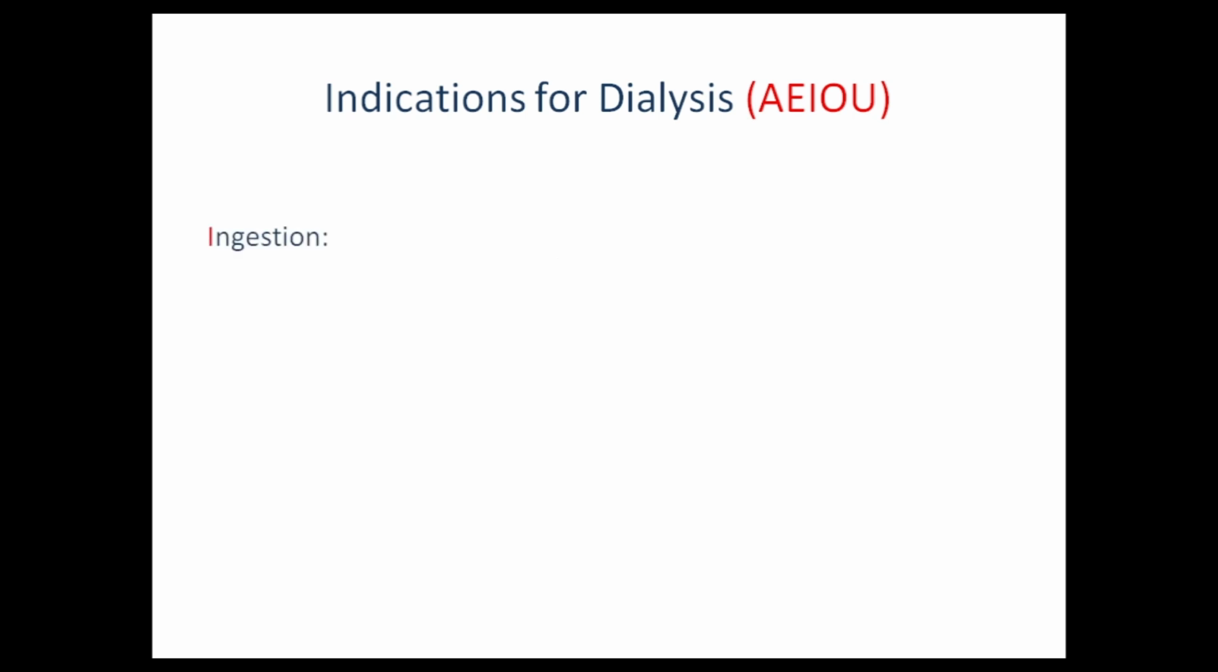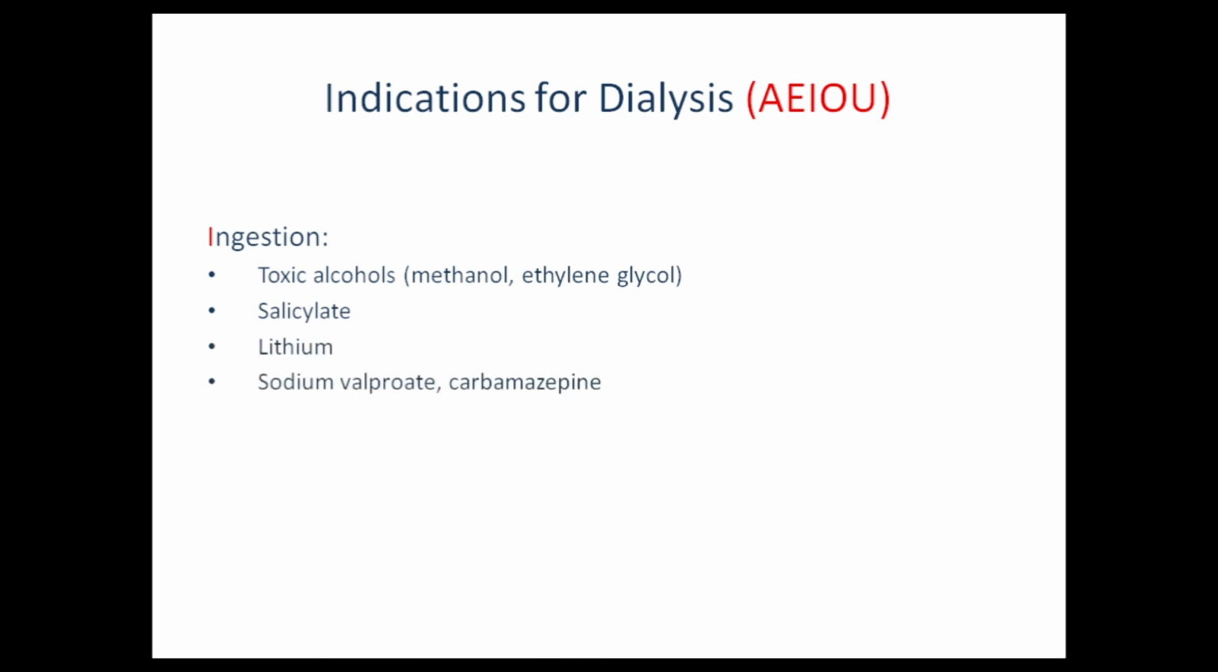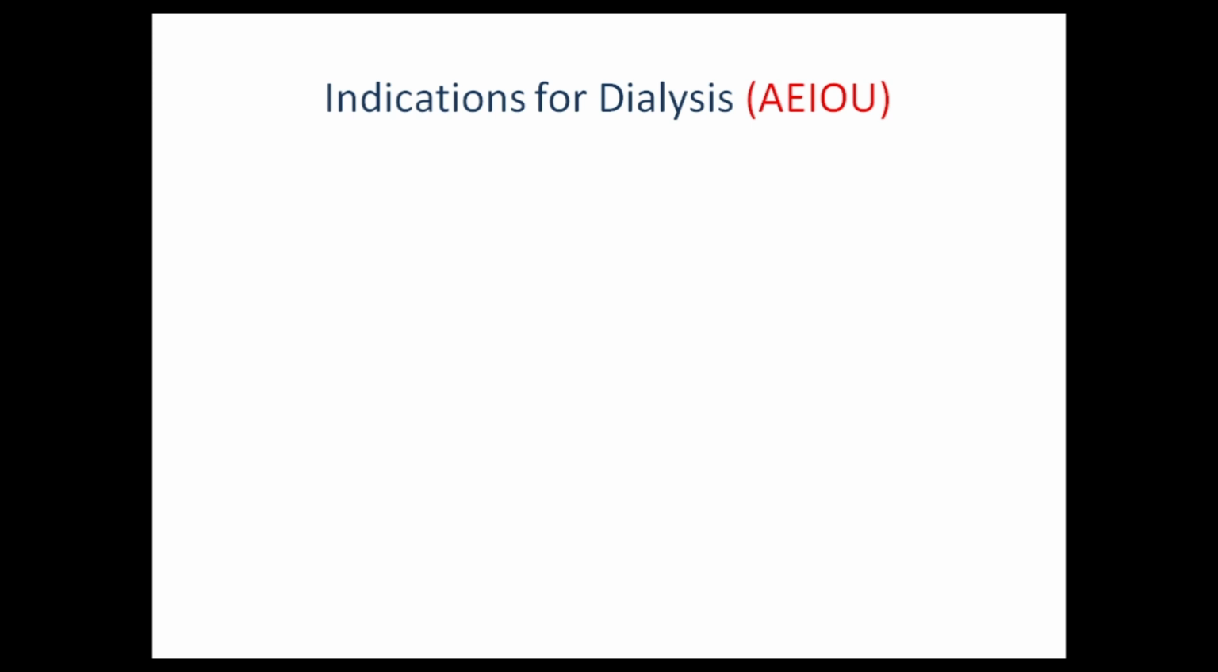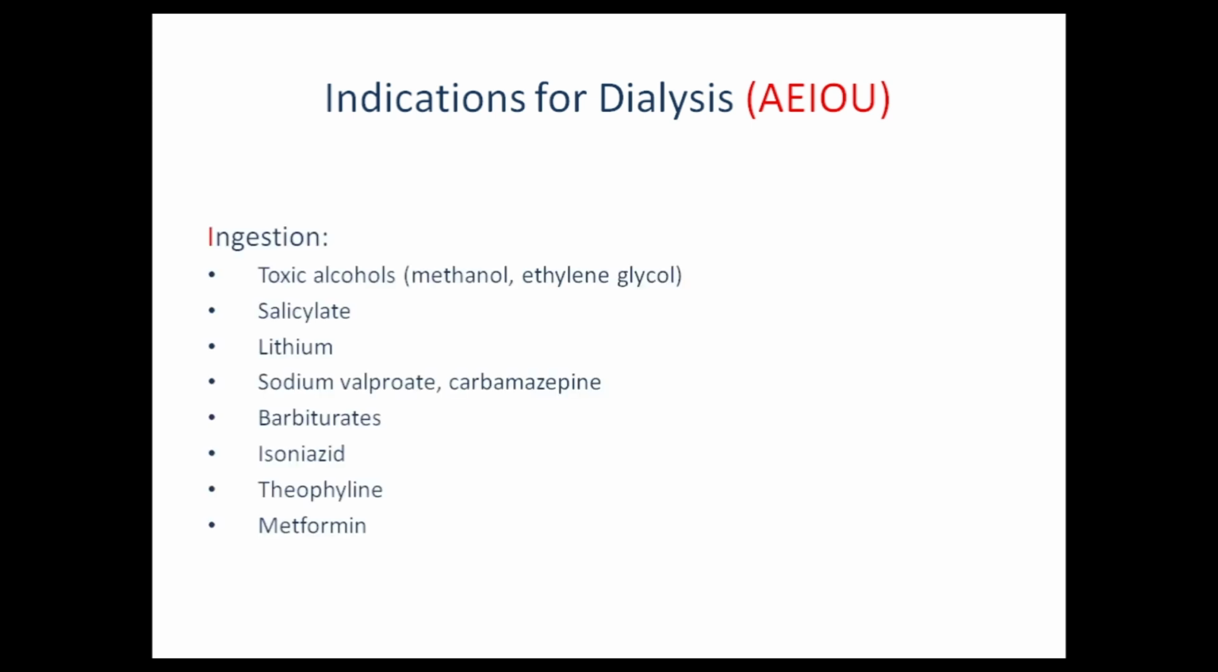So after that comes ingestion, and by ingestion I mean ingestion of toxins or drugs. So toxic alcohols, that is methanol, ethylene glycol, salicylates, lithium, sodium valproate or carbamazepine, barbiturates, isoniazid, theophylline, metformin. So these are some drugs and toxins which, when taken in toxic doses, the patient should go for dialysis for the urgent removal of these toxic metabolites from the body.